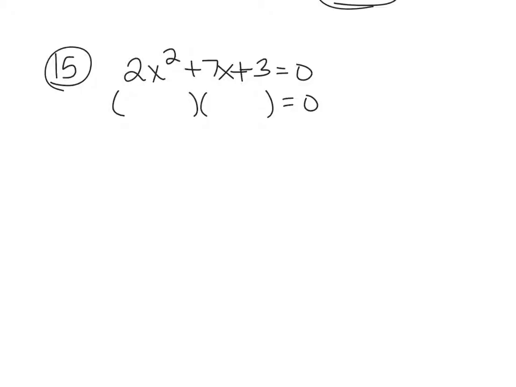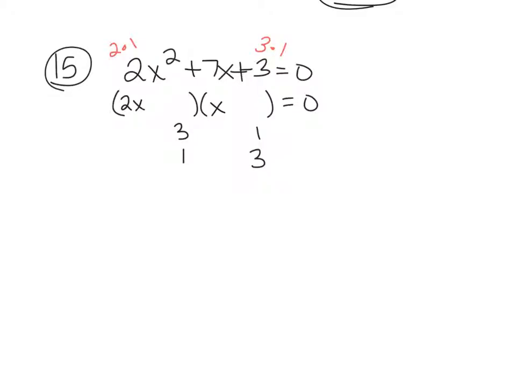In front, we have a 2. So we need to do what factors are there of 2? We have 2 times 1. And then what factors of 3? 3 times 1. So this is nice and pretty simple. What this means is in front we're going to have 2x and we're going to have an x, because when you FOIL, 2x times x will end up giving you 2x squared. In the back we either are going to put the 3 here and the 1 here, or we'll put the 1 here and the 3 here. What we need to figure out is which of these combinations will give us 7 when we FOIL.